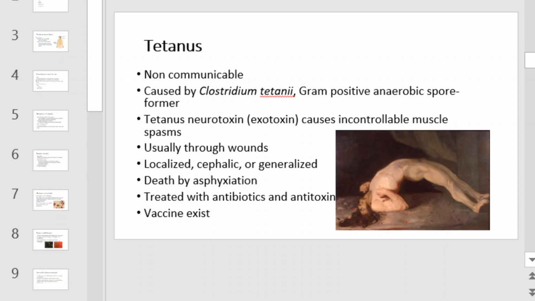Tetanus. Tetanus is a non-communicable disease caused by Clostridium tetani, a gram-positive anaerobic spore former. Tetanus neurotoxin is an exotoxin and causes uncontrollable muscle spasms. It usually spreads from wounds. It can be localized, cephalic, or generalized, and death occurs by asphyxiation. It can be treated with antibiotics and antitoxins, and a vaccine against it exists.